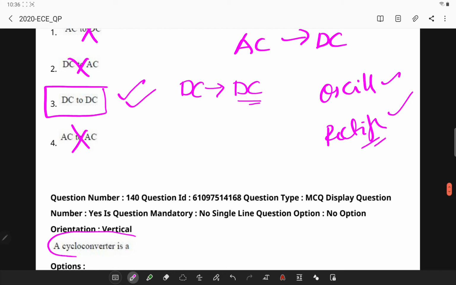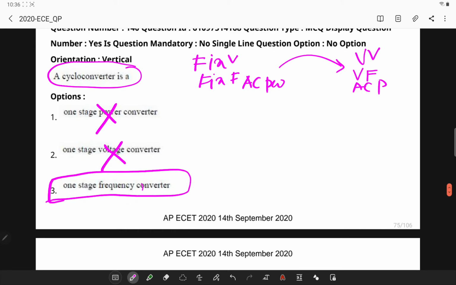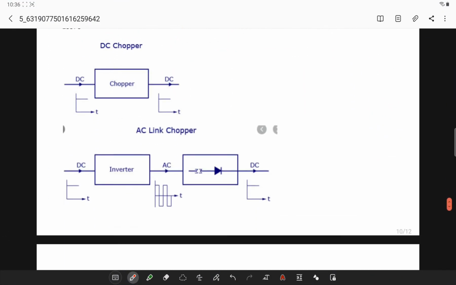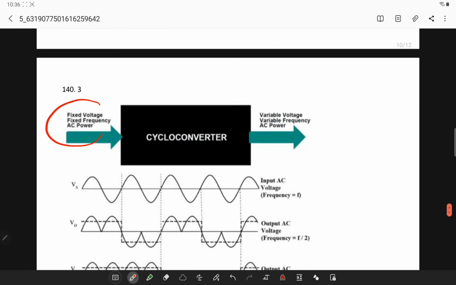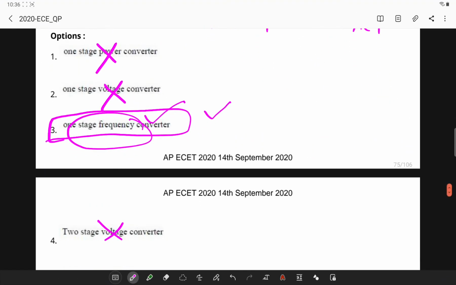Next, what is a cycloconverter? A cycloconverter converts a fixed voltage, fixed frequency AC power to a variable voltage, variable frequency AC power. So if you see this, it is basically used in frequency conversion. I'll show you the pictorial representation for this also. See this, fixed voltage, fixed frequency AC power to variable voltage, variable frequency AC power. This PDF is available in the web link provided in the description of this video.